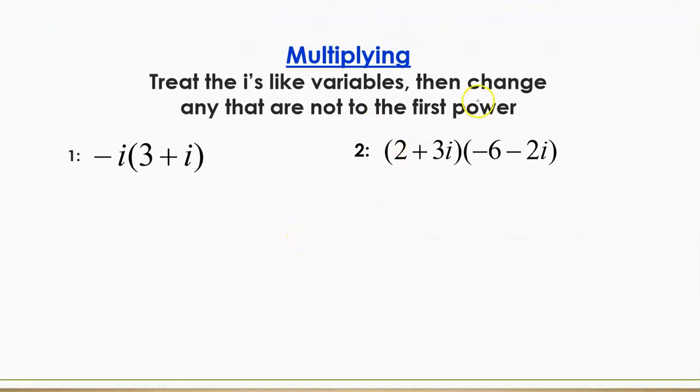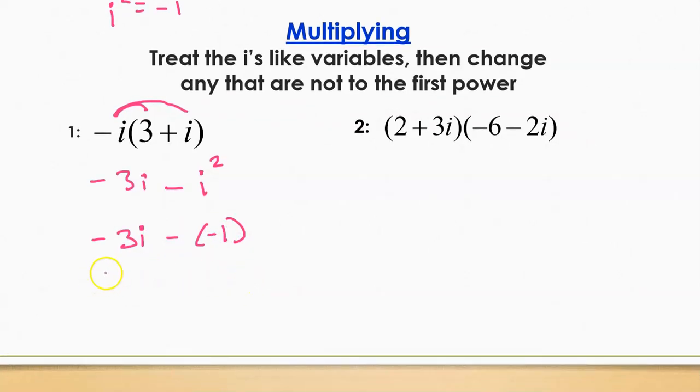Okay. Multiplication. If I distribute this i, then that's going to give me -3i minus i squared. But remember, i squared is equal to -1. So for that reason, I'm going to have -3i minus -1, which would be the same thing as -3i plus 1.